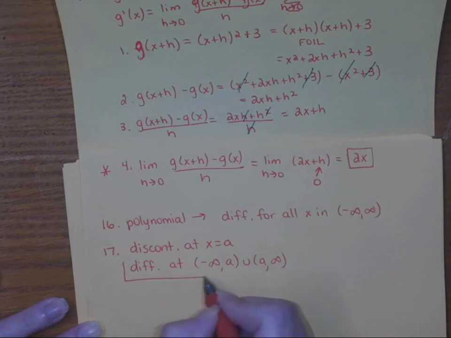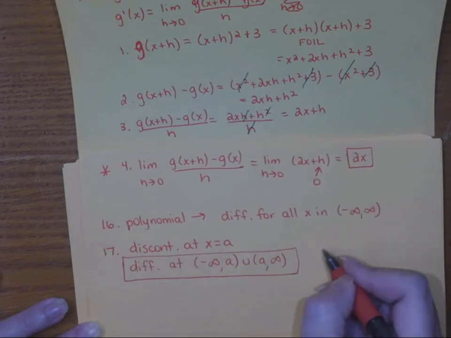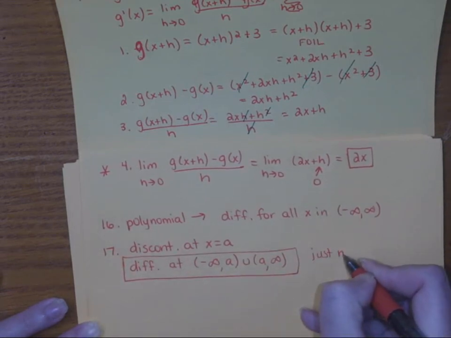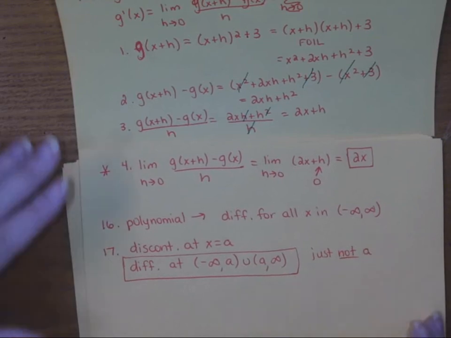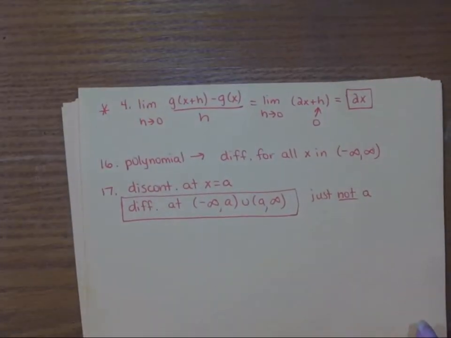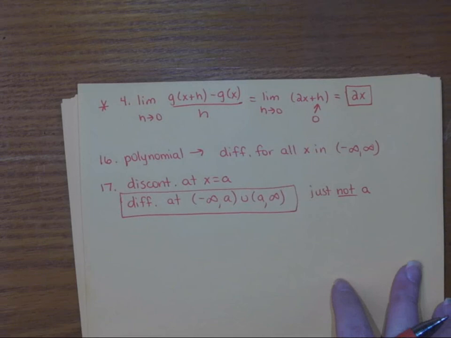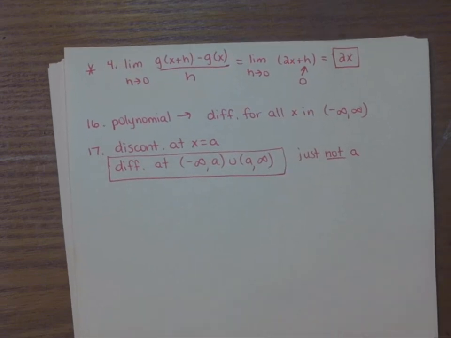Notice all we did was kick out a. So because there's an asymptote at a, then we're not going to be differentiable either. We're not going to be able to find a derivative. If the function doesn't exist, we can't find a derivative either.